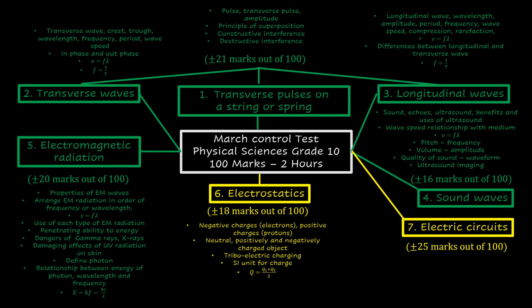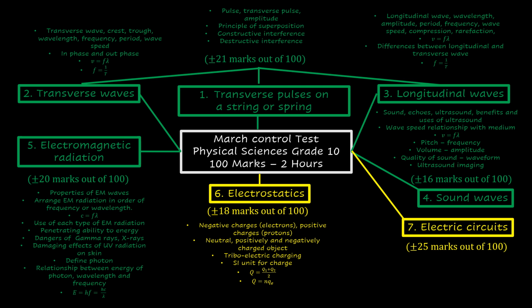Additionally, there is the principle of charge conservation, with the formula Q equals (Q1 plus Q2) divided by 2. So when we have two identical spheres, they touch and then they share the charge amongst them, such that at the end they have equal charges.